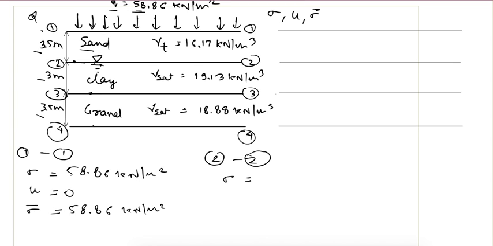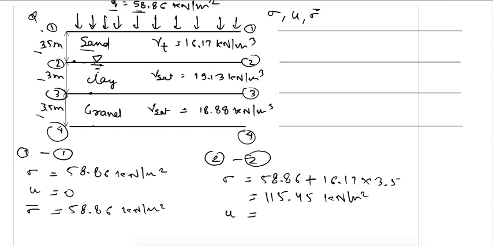So at section 2 total stress is equal to total stress at section 1 plus unit weight times depth. So unit weight is 16.17 and depth is 3.5 meter. So from here it comes out to be 115.45 kilonewton per meter square. And pore water pressure is again 0 at this level, and effective stress will be equal to the total stress.